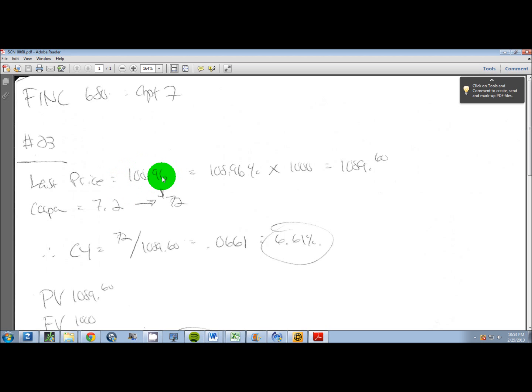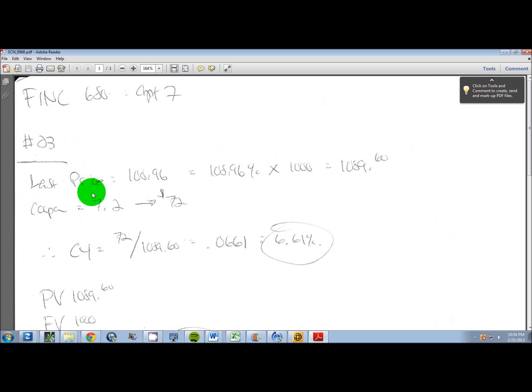So what does that mean? This is the key thing that we didn't talk about in class that you're definitely going to want to have a handle on. Most bonds are quoted as a percentage of par. So that is not a dollar number. That is 108.96% times 1,000, which gets you to your dollar number, which is $1,089.60. So this would have a dollar sign in front of it.